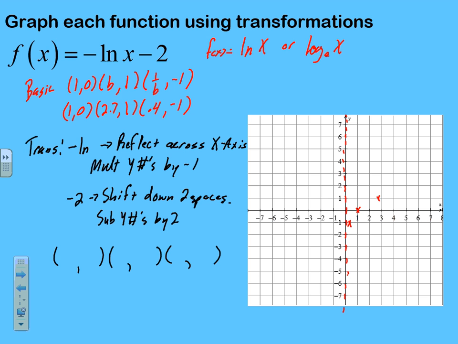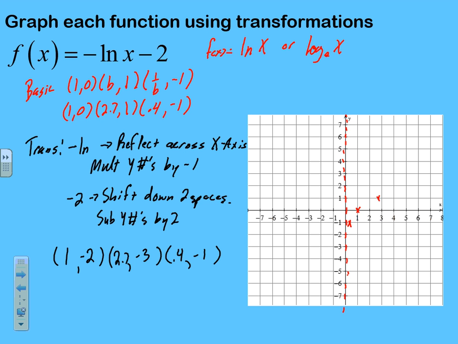So we're not affecting any horizontal movements at all. So the x numbers aren't changing one bit. Okay, so 2.7 and 0.4 are still the x coordinates. So I'm going to multiply all of the y coordinates by -1 and then subtract that number by 2. So 0 times -1 is 0. And subtract that by 2 and I get a -2. 1 times -1 is -1. Subtract 2 and I get -3. And -1 times -1 will give me a +1. +1 subtract 2 gives me a -1 here.